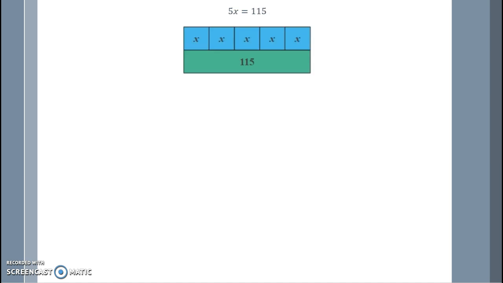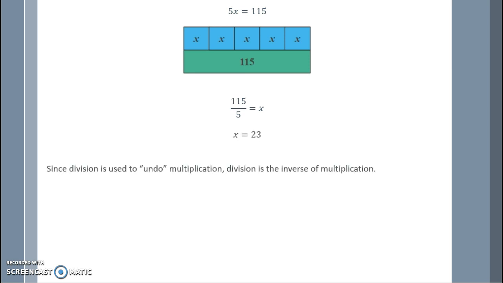5x is 115. 5 copies of what gives us 115? So 115 divided into 5 groups is how many? That must be 23. Since division is used to undo multiplication, division is the inverse of multiplication. Just like adding and subtracting are inverses of each other, the same is true with multiplication and division.